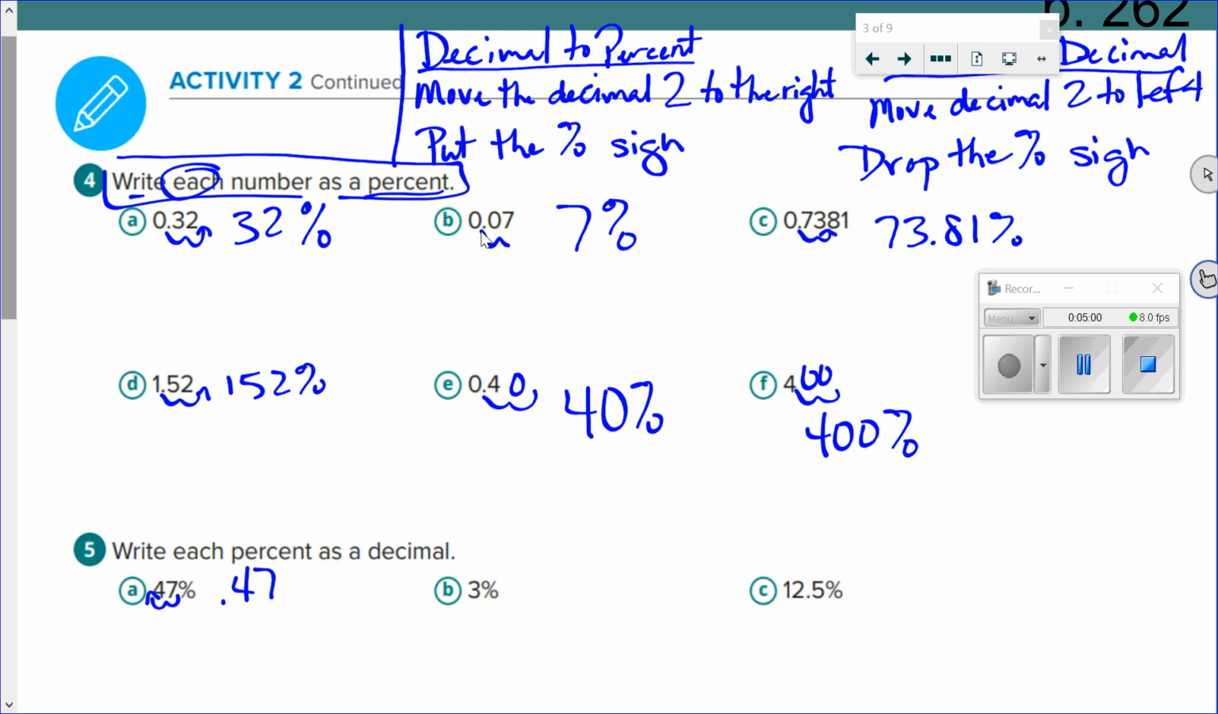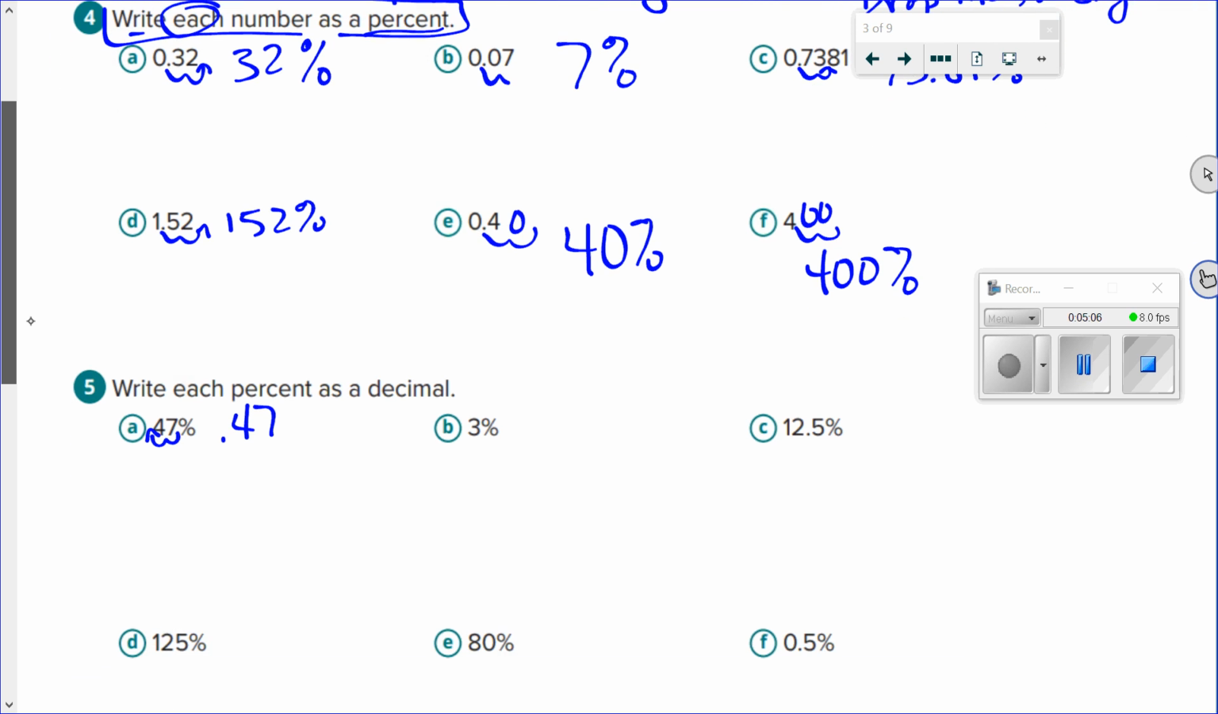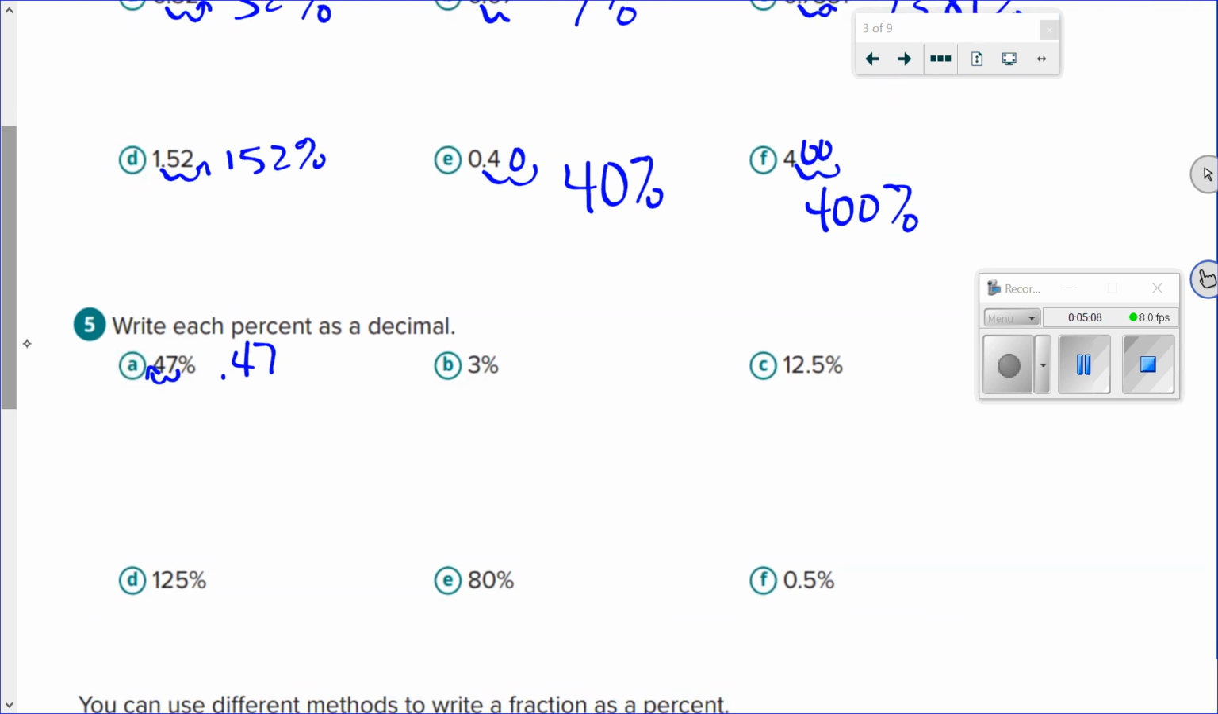Any questions on decimal to percent? No. I hope everybody understands. The reason we're moving it twice is percent is out of 100. So I'm multiplying it by 100 to figure out the percent. Now we're doing the opposite. Write each percent as a decimal. So now technically I'm dividing each number by 100 because I'm getting rid of the percent sign.